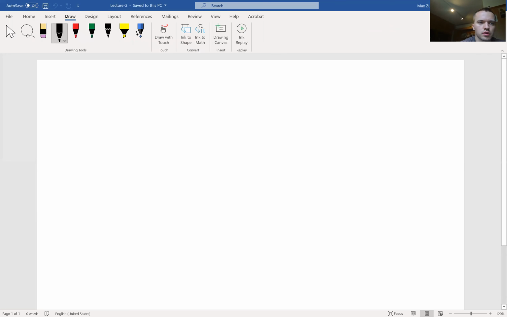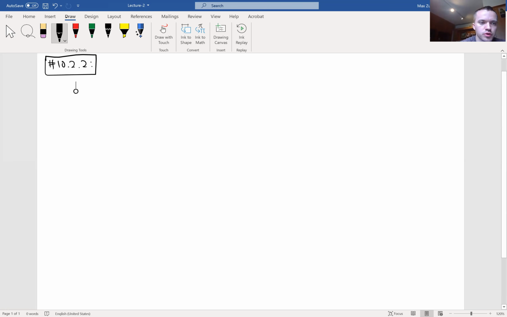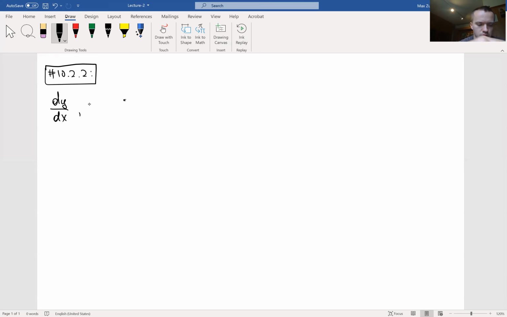So for problem 10.22, we are asked to do the following. We have part A and part B. For part A, we just want to find the first derivative and the second derivative for a given parametric function. In other words, we want to find dy over dx and d squared y over dx squared.